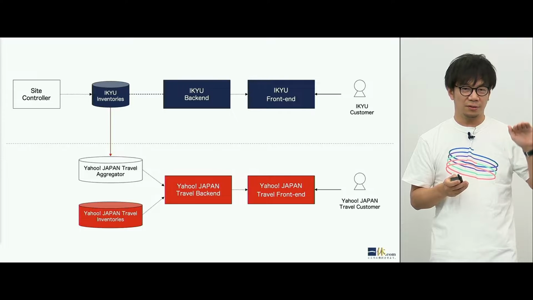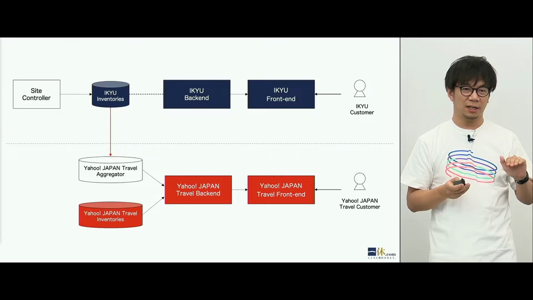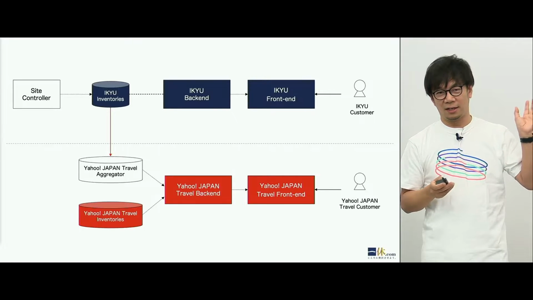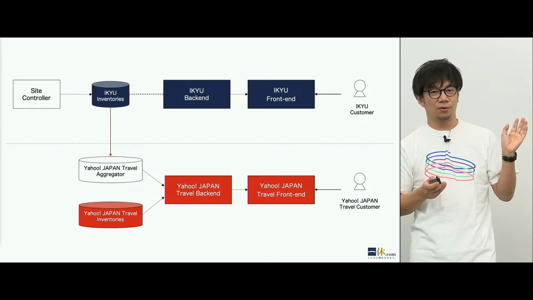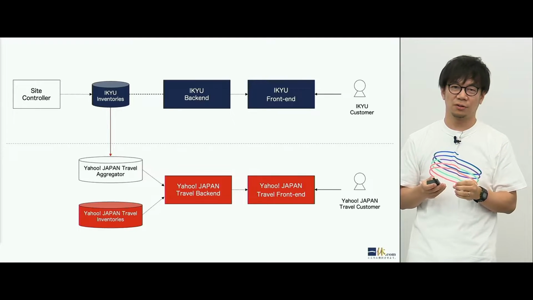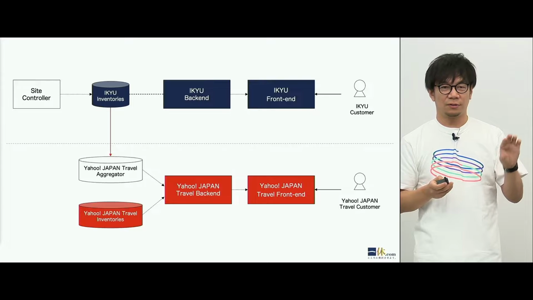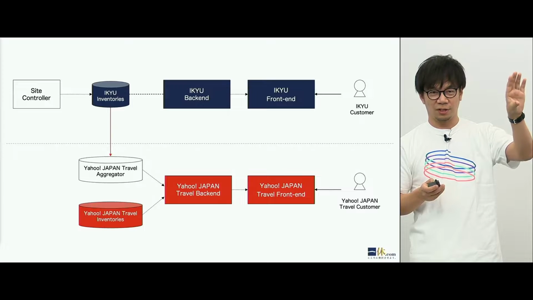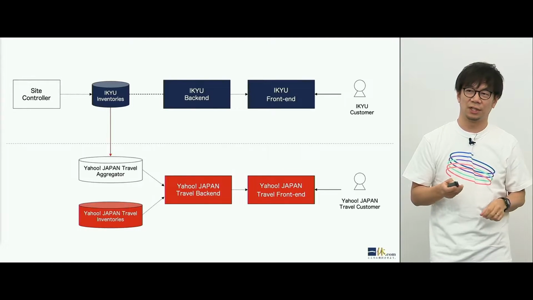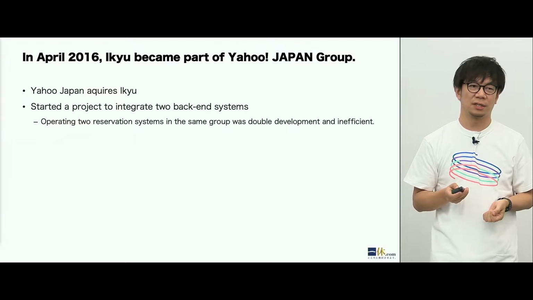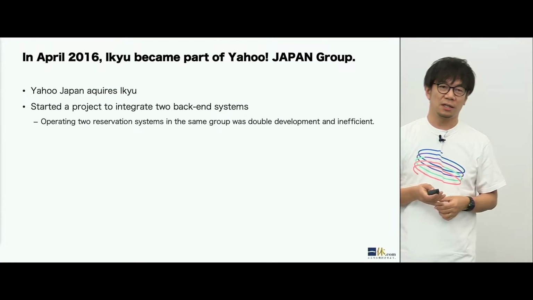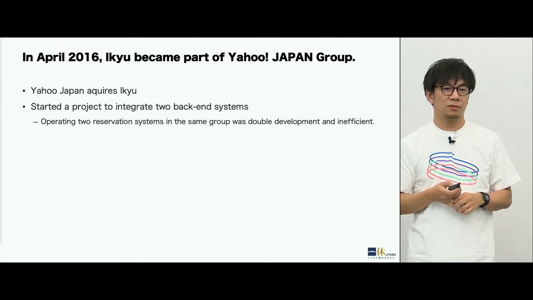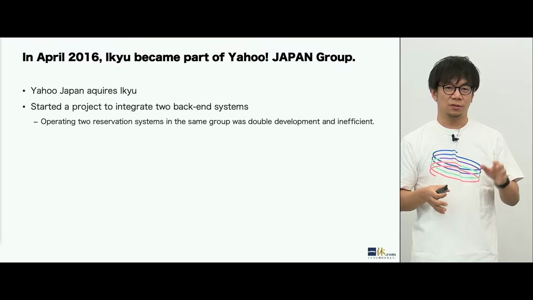So they were associated. However, in the back processes, it was only affiliate, and we used to have two separate systems. So from the site controller, the inventory information about vacancy is synchronized, as I mentioned before. And Yahoo has the inventory system, and ikkyu has the inventory system. So both used to have inventory information. That was 2016. In April 2016, Yahoo Japan, well, right now, Z Holdings, acquired ikkyu.